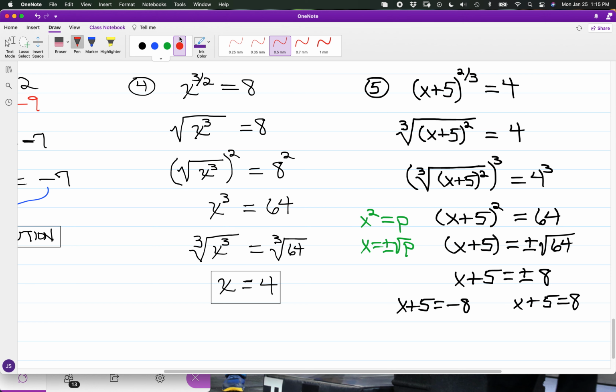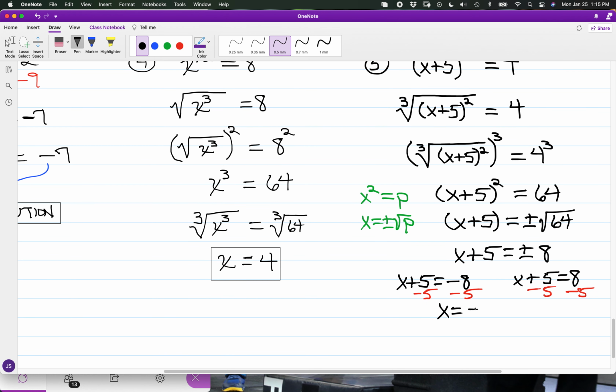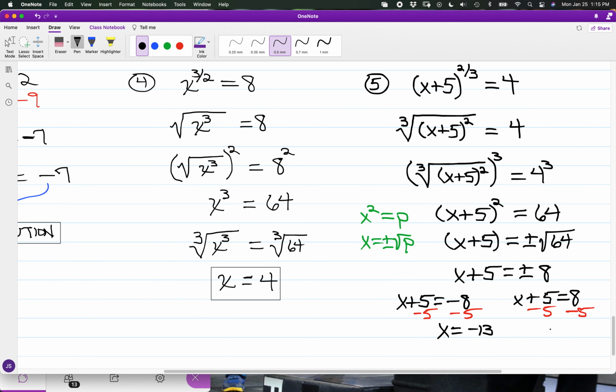In both equations, we'll be looking at getting x by itself upon taking 5 away from both sides. And so for x plus 5 equal to negative 8, x will be negative 8 minus 5, which is going to be negative 13. And for x plus 5 equal to 8, we have that x is equal to 3. So there will be two solutions in x, negative 13 and positive 3.